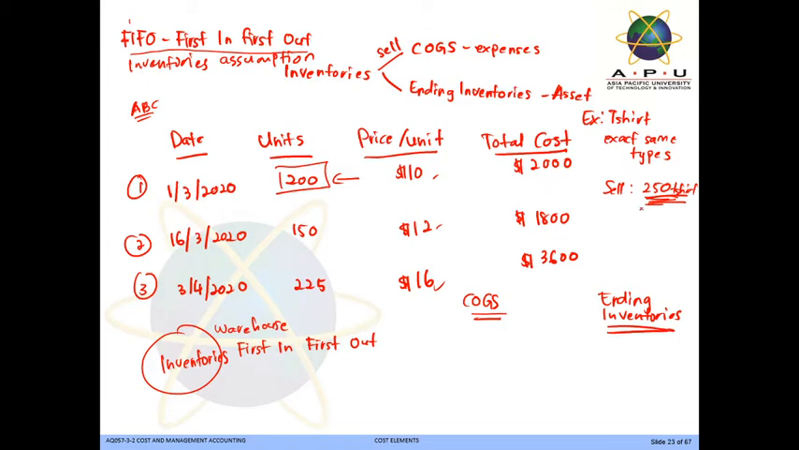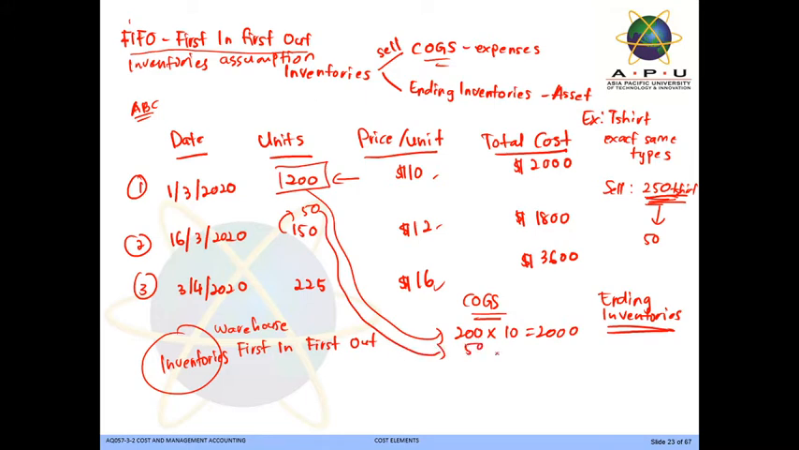Okay, when we manage to sell, this inventory will be turned into cost of goods sold. So we need to calculate 250. We take out 200 times 10, which is 2000, and then we still have another 50 left. Because the first batch is already finished for 200, we take from the second batch. We took 50 out of 150, so we calculate 50 times 12, and it will be 600.